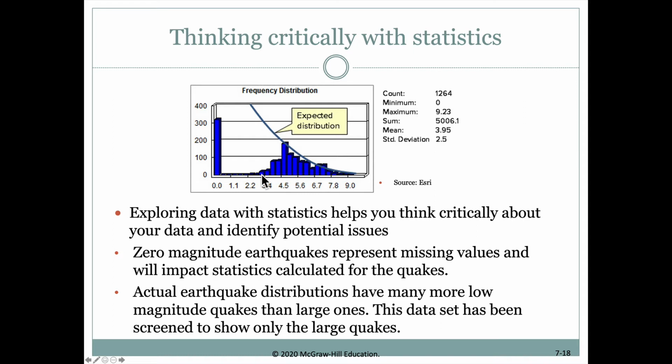However, we do have a bunch of these 0 magnitude earthquakes, and those of course don't actually represent earthquakes that have a 0 magnitude, because they wouldn't be an earthquake if they had a 0 magnitude. They represent instead missing values. Those earthquakes just don't have magnitude values associated with them. So something like this, we definitely want to take a critical look at and think, why do we have 0 magnitude earthquakes even though there's no such thing?